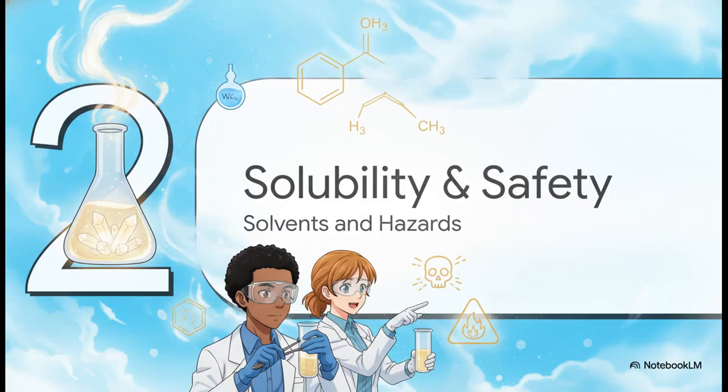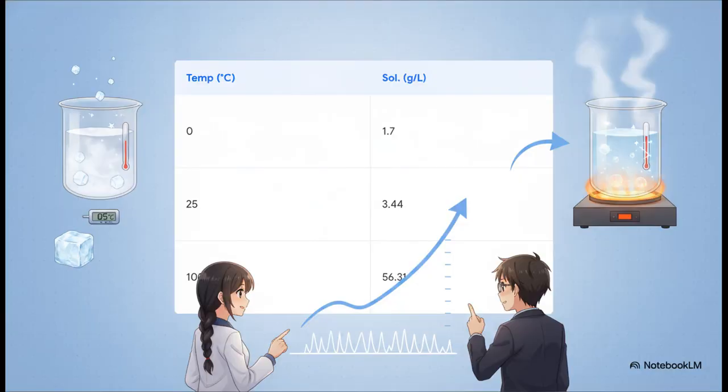Moving right along to Section 2, Solubility and Safety Basics. Okay, the real magic is right here in these numbers. Just look at the dramatic shift. Benzoic acid is only sparingly soluble in cold water. I mean, at 0 degrees Celsius, you're only dissolving a measly 1.7 grams per liter. But crank up the heat, and the entire story changes. At 100 degrees Celsius, near boiling, it becomes highly soluble, taking in over 56 grams per liter. This wild, temperature-dependent solubility curve, that is the exact thermodynamic engine driving the purification technique we're about to dive into.